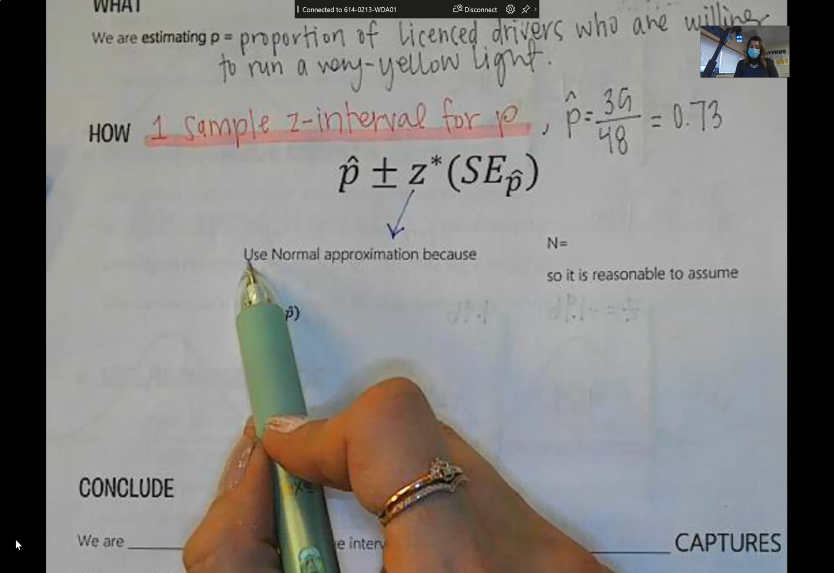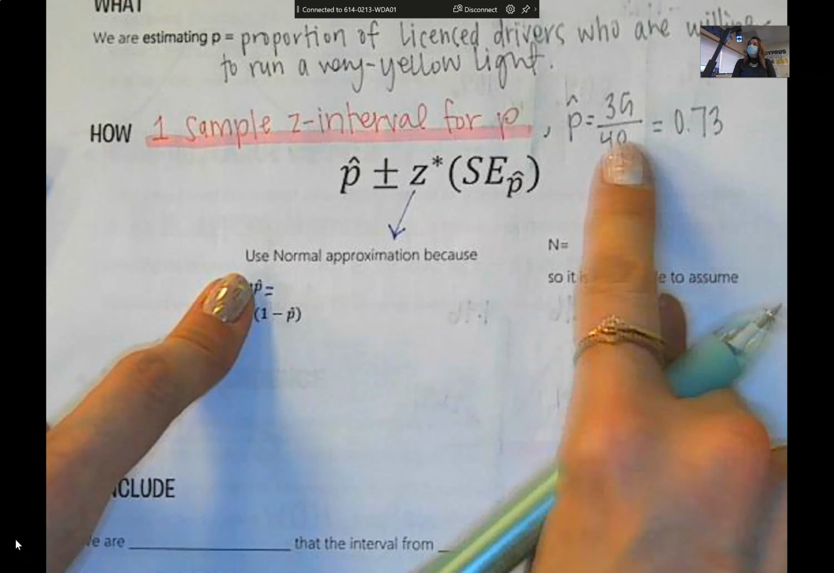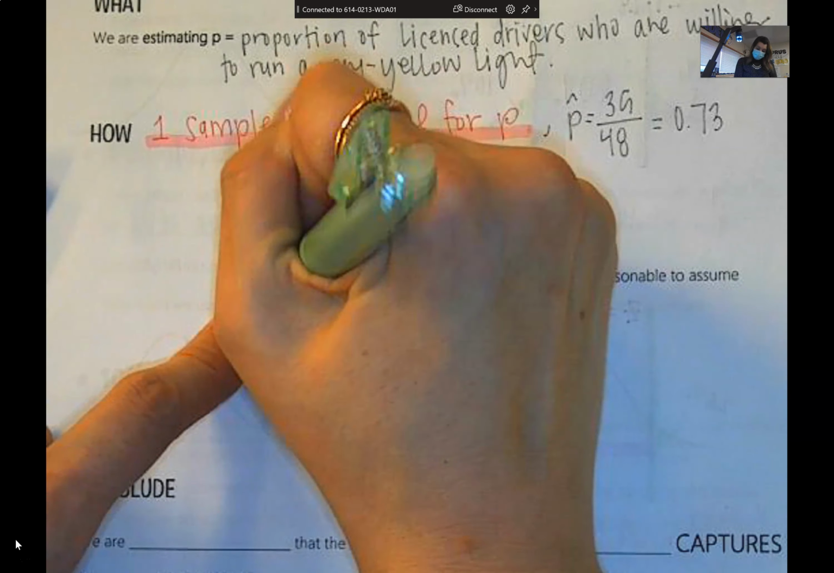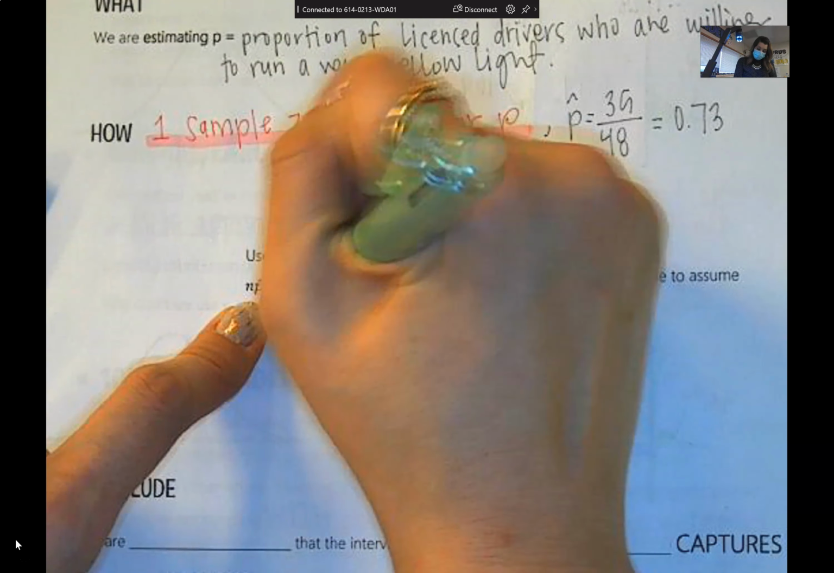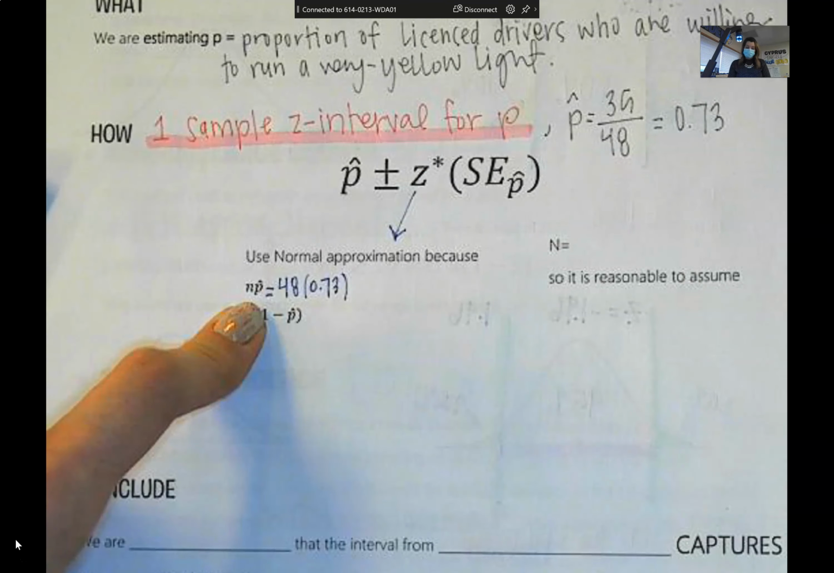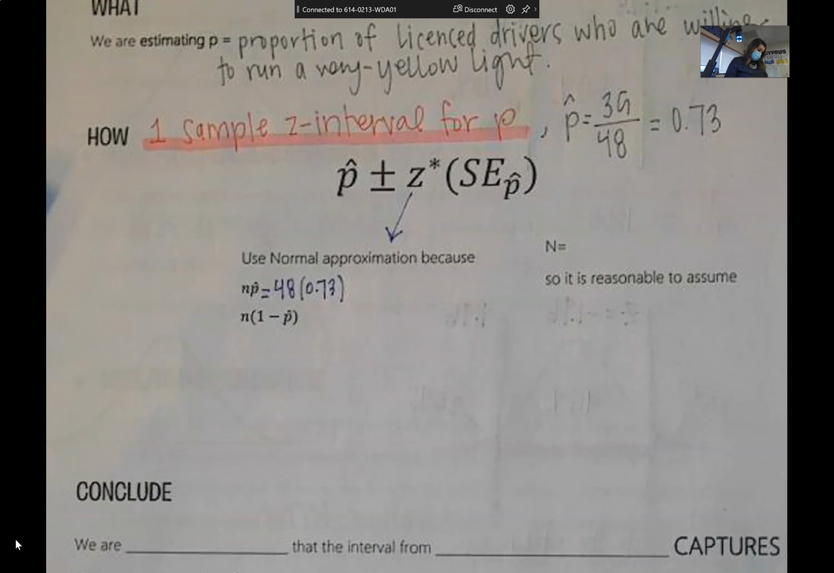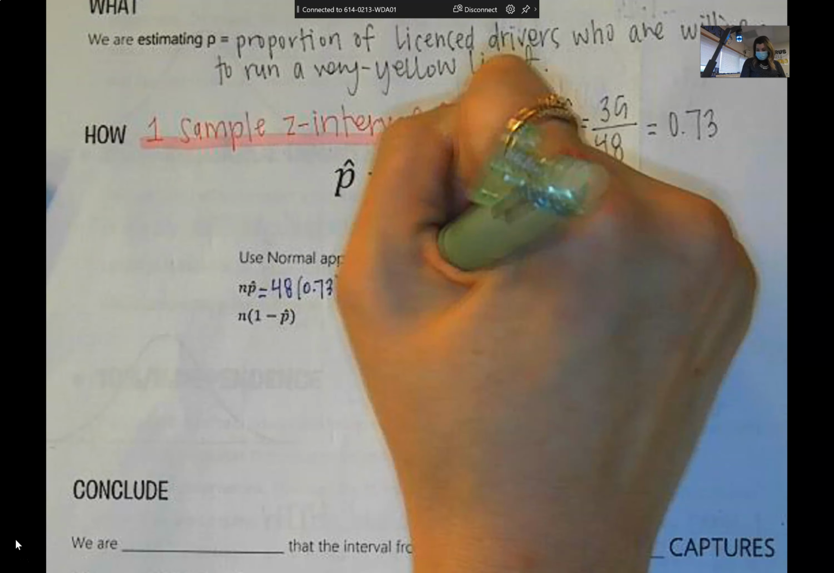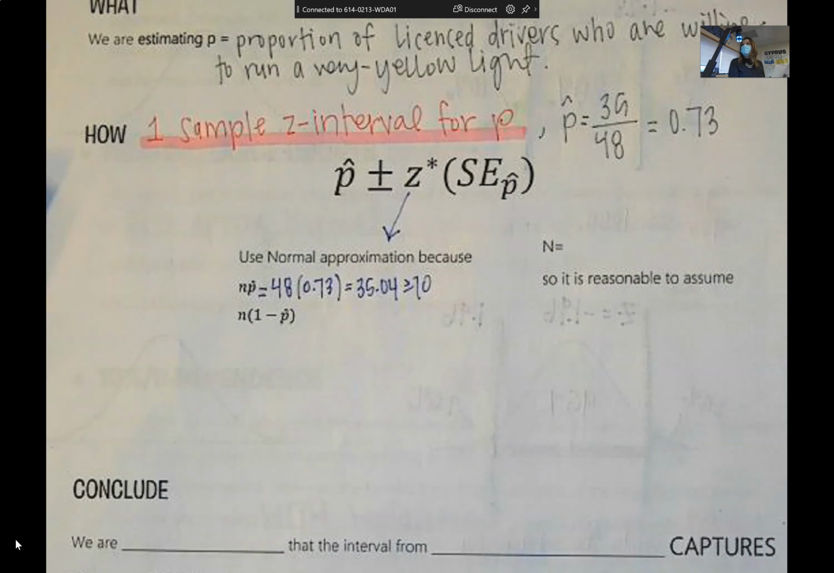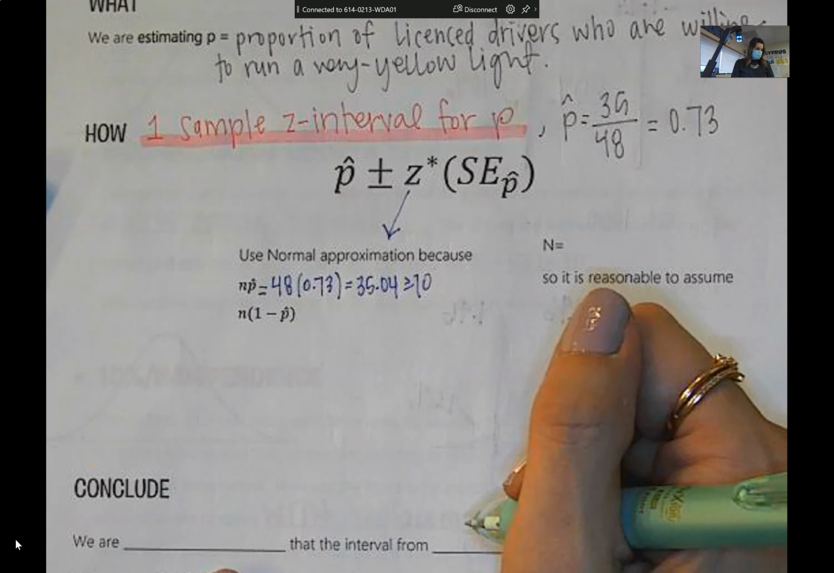So this says, use a normal approximation because N times P hat, N was 48, so 48 times 0.73. That gives me 35.04. That is greater than or equal to 10. Is that what you guys get?